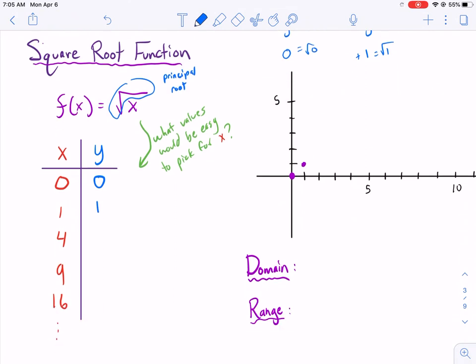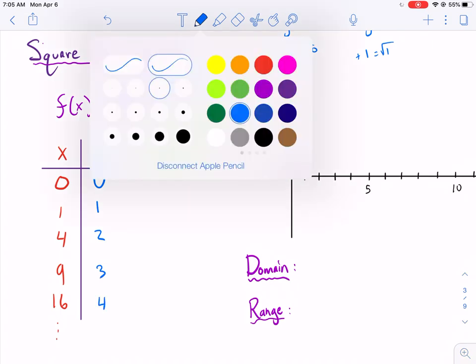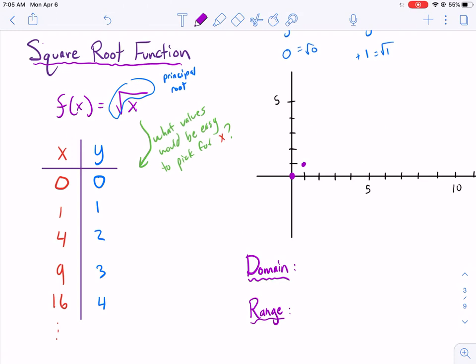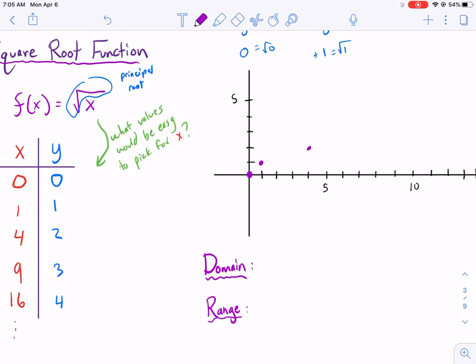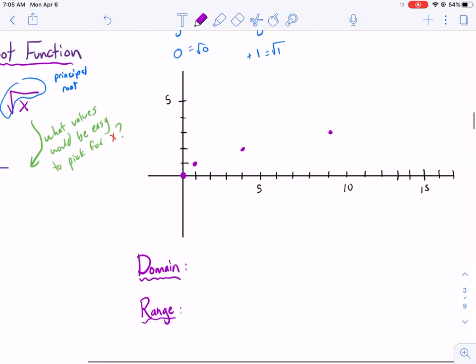We are still going to take the square root of 4, and we get 2. Square root of 9, we get 3. Square root of 16, and we get 4. So we're going to go ahead and plot all these points. So 4, 2 is one of our points. 9, 3 is one of our points. And you can see that it's going to the right faster than it's going up. So 16 and 4.